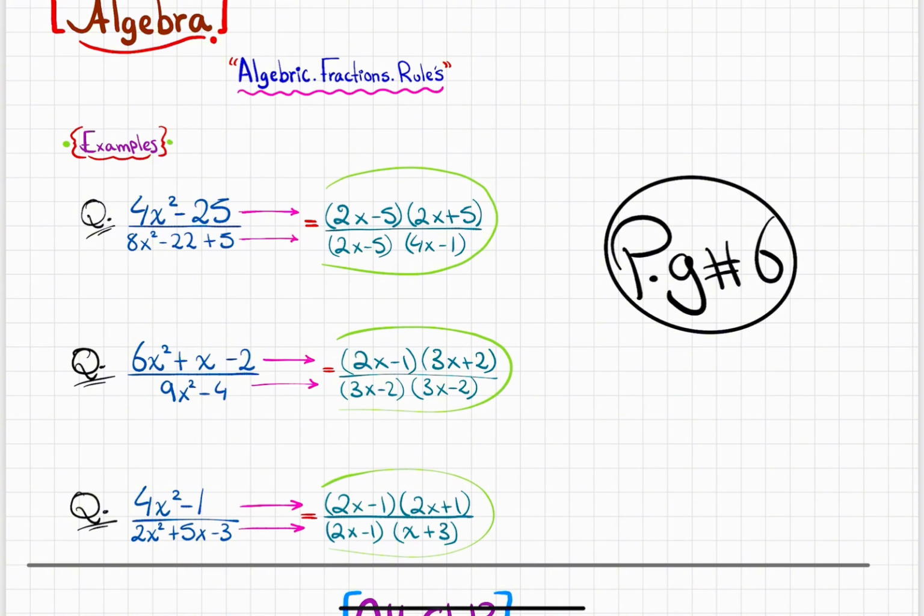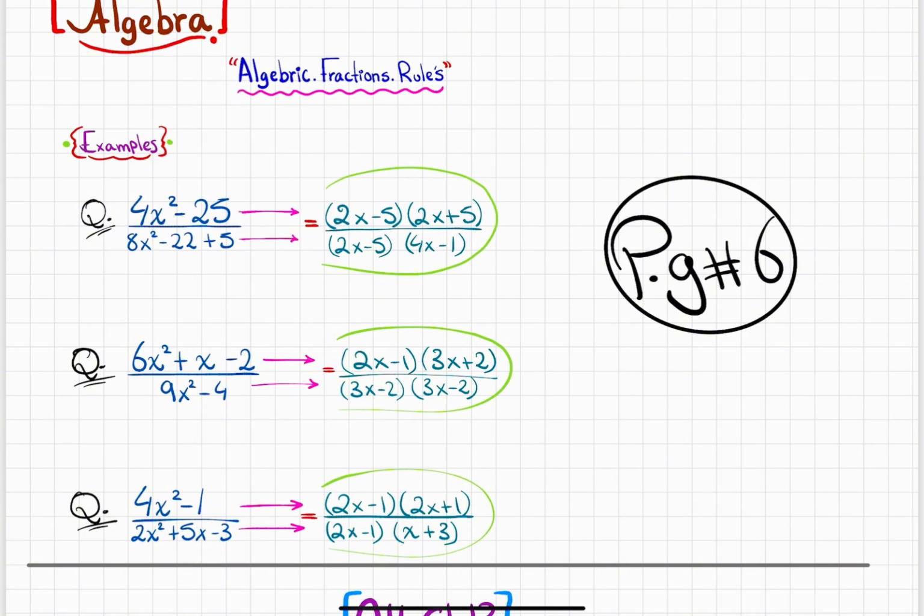Factorize the upper part first. 4x squared minus 25. As you can see, b is not present. So what are we gonna do? We're gonna use a difference of 2 squares. So 2x minus 5, 2x plus 5. Below, 8x squared minus 22x plus 5. You're gonna use product and sum rule, or you can actually use the calculator on mode 5.3. Taking the opposite sign, you're gonna get 2x minus 5 and 4x minus 1.